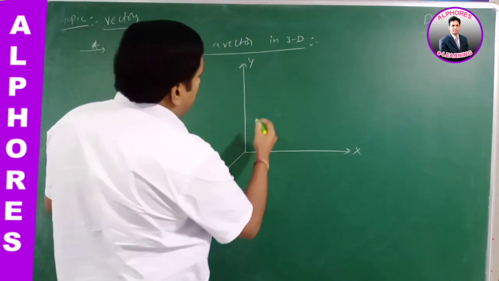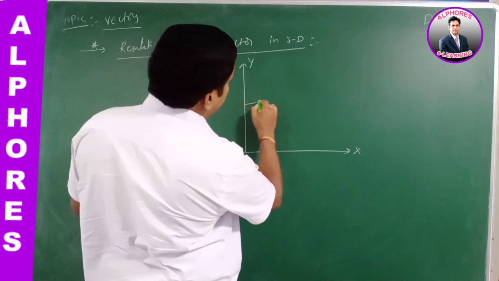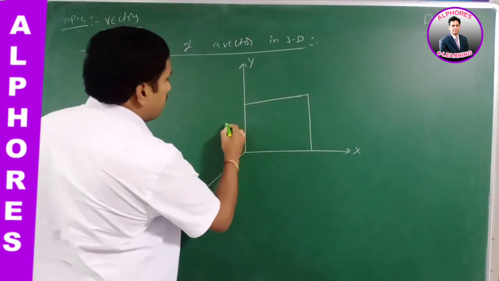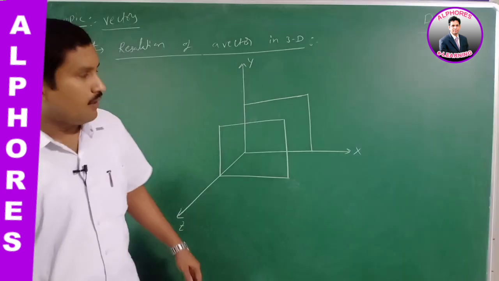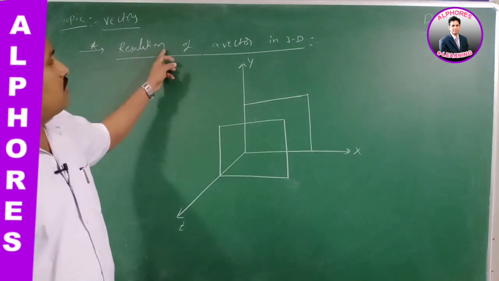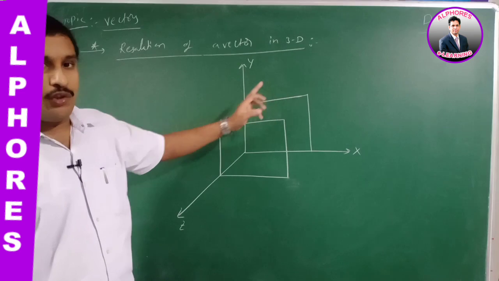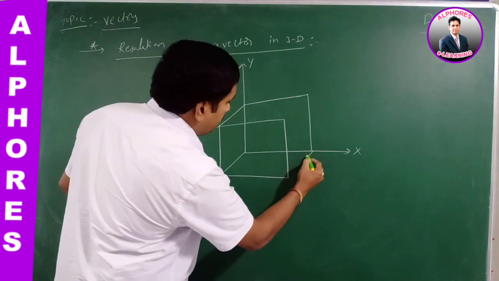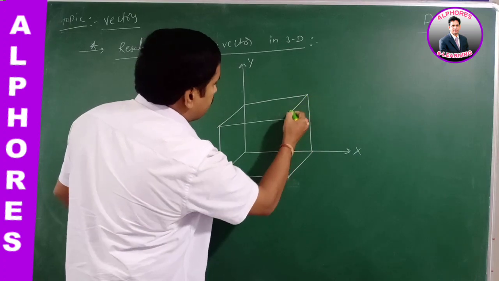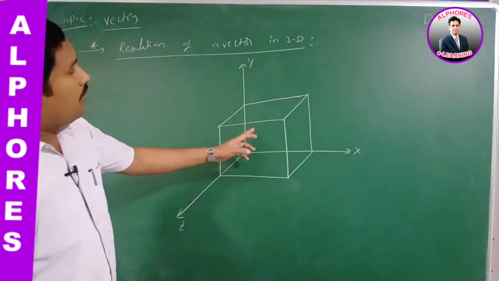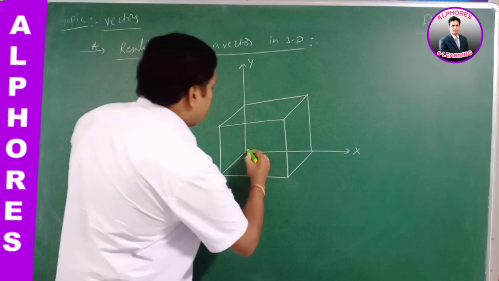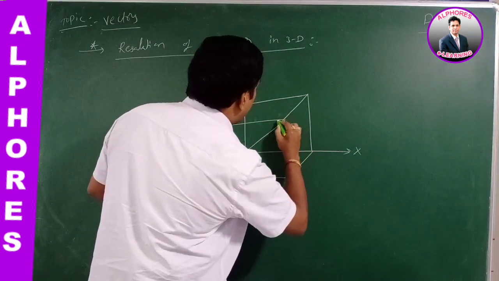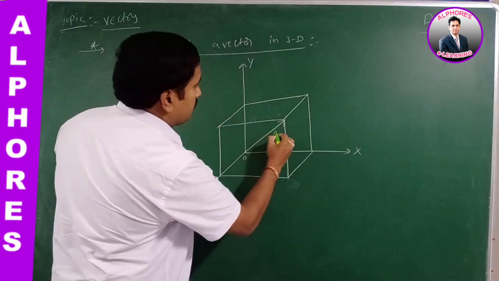Okay. Now listen. Here I am taking a cube to describe this. So in order to find the resolution of vector in 3 dimension, I have to take the cube. So this is nothing but the cube. Now in order to resolve a vector, here I am taking this as the origin. Now this is nothing but the vector a bar.